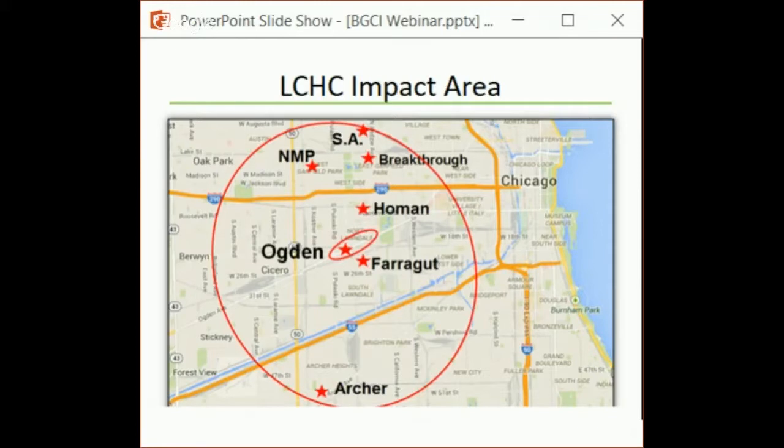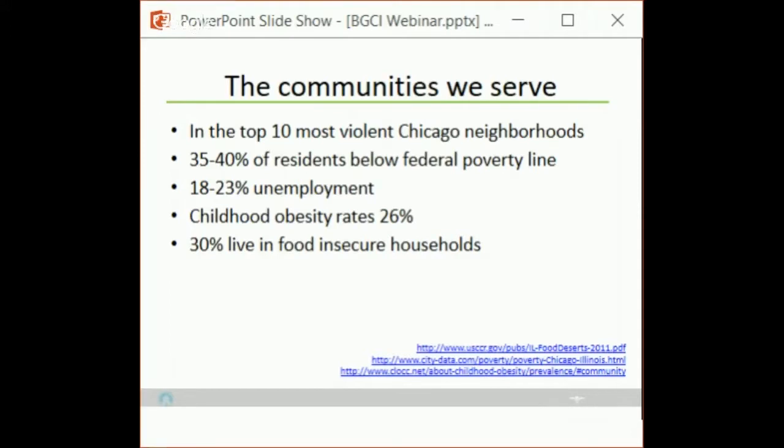This map shows the impact area of the Lawndale Christian Health Center. Their Ogden Avenue clinic is their central location, but they have 7 total locations that serve communities on the south and west sides of Chicago. These communities are some of the most challenged in the city. They're areas of high unemployment with little access to healthy, fresh food or fresh produce. As a result, a lot of their residents suffer from health-related diseases such as obesity and diabetes and heart disease that can be treated with dietary solutions.